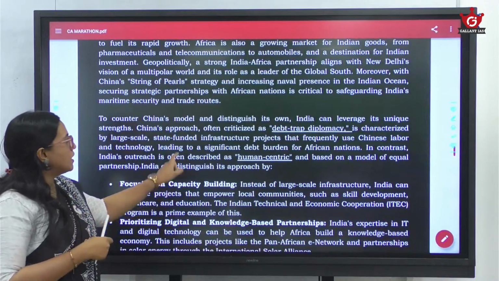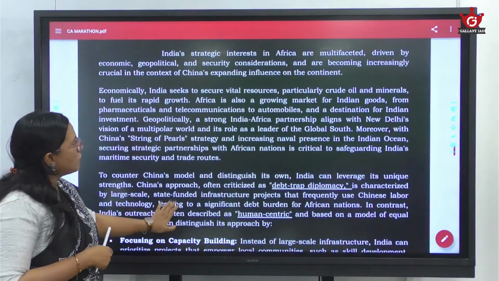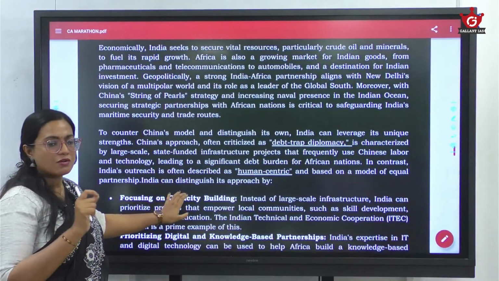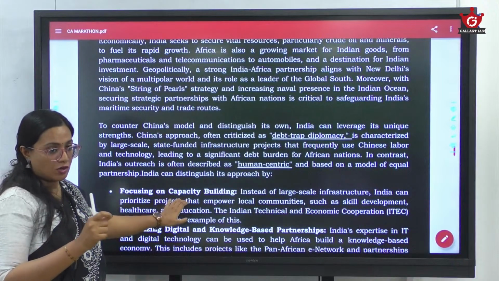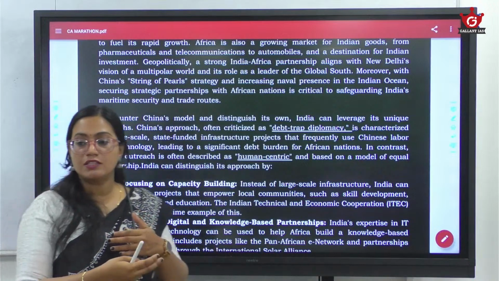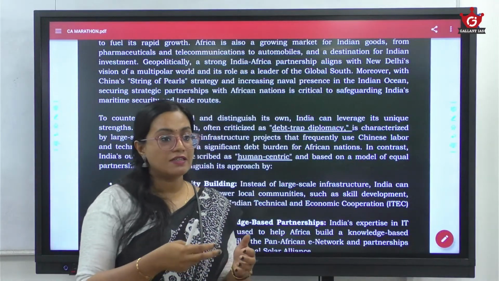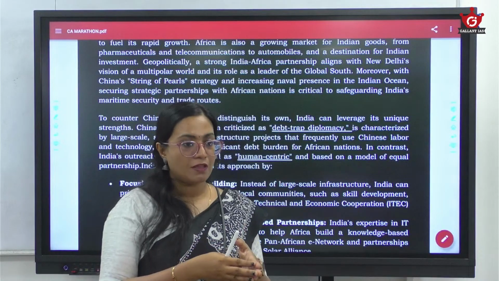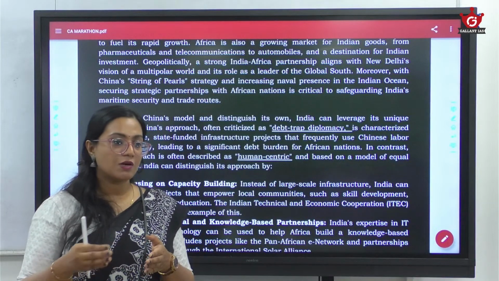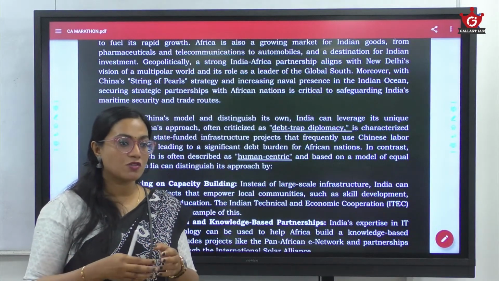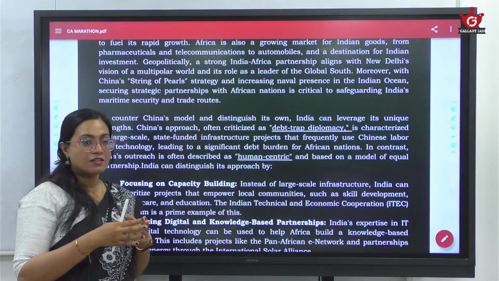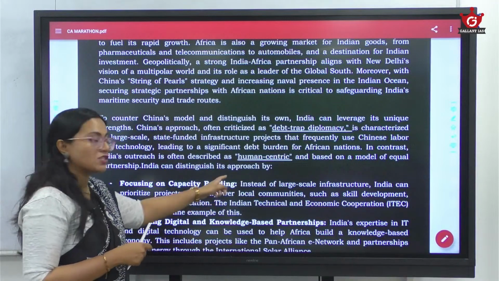Now to counter the Chinese model, the question is also about China expanding its influence on the continent. So just mention what China's policy is all about. China has debt trap diplomacy. What China does is finance all the developmental projects in other countries and then lead them into debt. That's what happened in Sri Lanka. China was building a port in Sri Lanka, but later Sri Lanka had economic debt because of China's aid. This is how China was helping other countries, whereas India says human centric.